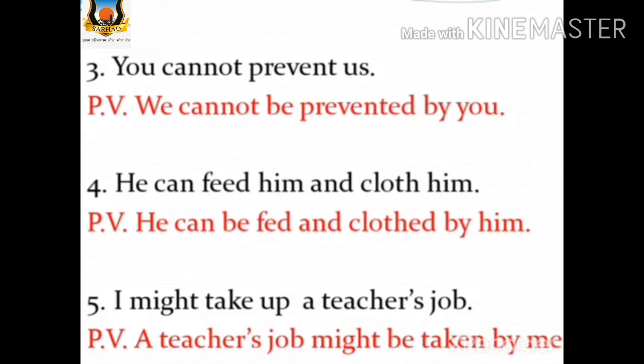Now look here. When him from the active voice comes as a subject in the passive voice, he, then the auxiliary verb can, then be, then fed, and clothed, by plus subject. So object plus can plus be plus V3 plus by plus subject. He can be fed and clothed by him. Clear, everyone? Now look at the next.